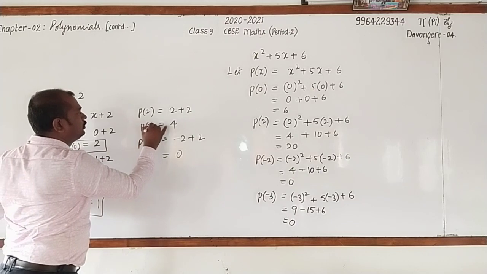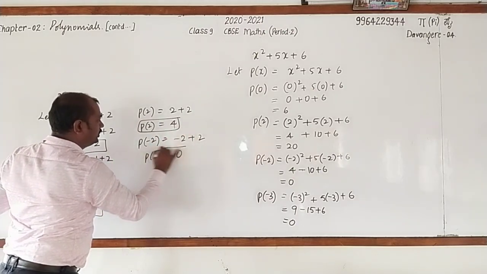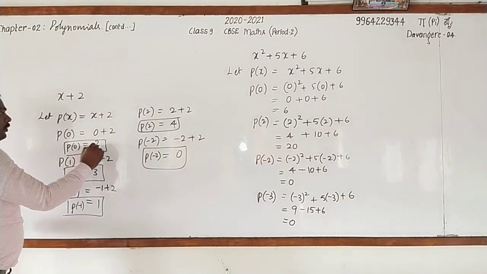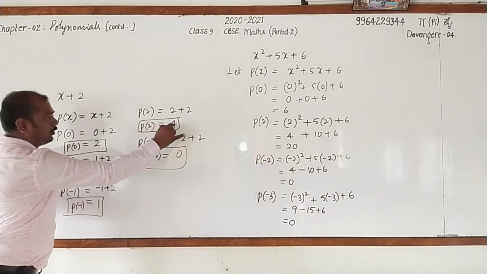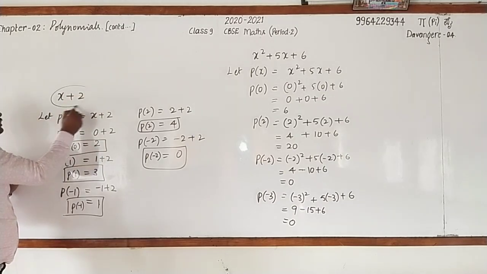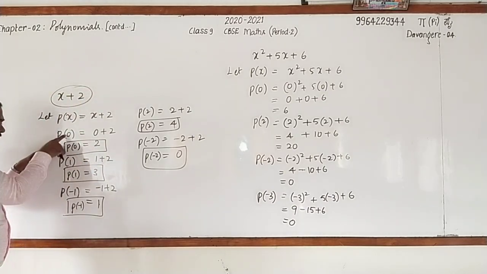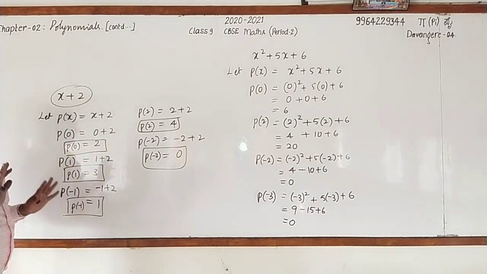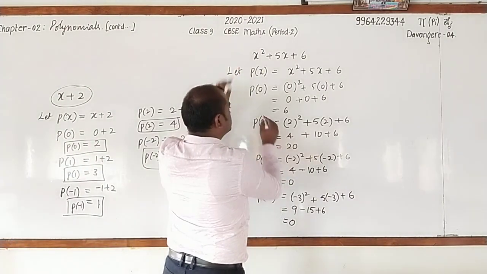P of 2 equal to 4. And P of minus 2 equal to 0. Here, whatever we have got, 2, 3, 1, 4 and 0, these are called the values of the given polynomial when x is 0, 1, minus 1, 2 and minus 2. Clear? Similarly, come across this with respect to this polynomial.